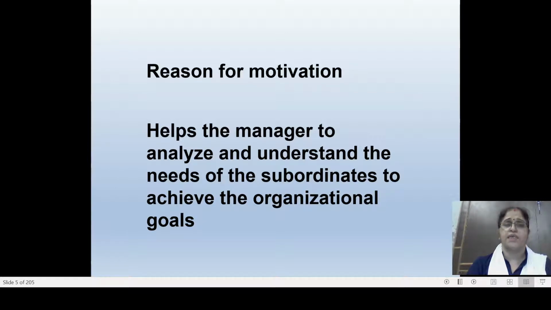In the motivation process, why do employees need motivation? Because motivation helps the manager to analyze and understand the needs of the subordinates to achieve the organizational goal. Organizational goal के लिए जो टॉप मैनेजर है वो मोटिवेशन के थ्रू सबॉर्डिनेट्स की नीड्स को एनालाइज करता है और उनको अंडरस्टैंड करता है कि कैसे एम्प्लॉय को मोटिवेट किया जाए.